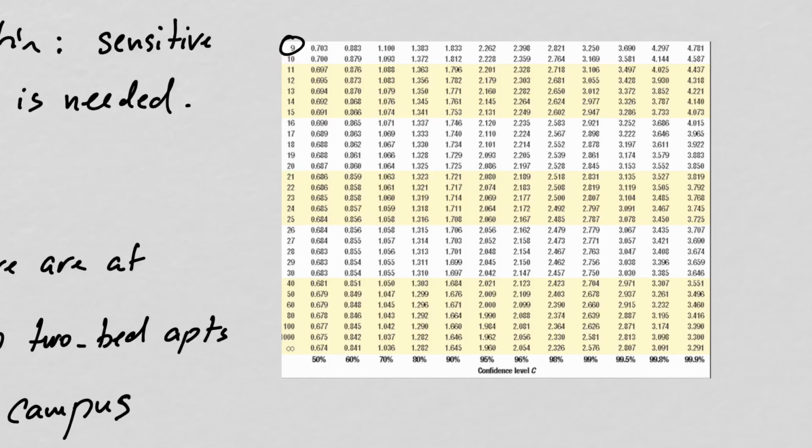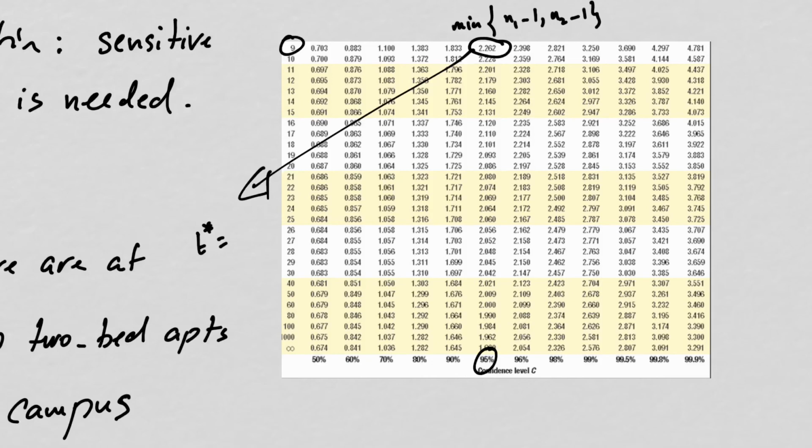If you pick 9, so the minimum, I made a mistake also last time. So the minimum of N1 minus 1, N2 minus 1, okay? I wrote N1 and N2. I forgot to subtract 1. So 9, and then you pick your confidence level, and that gives me my critical value t. So t star is 2.262. Okay, that's how I got that 7th number, okay? Let me erase this.